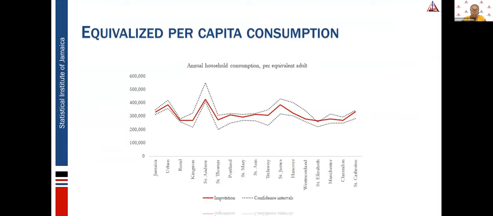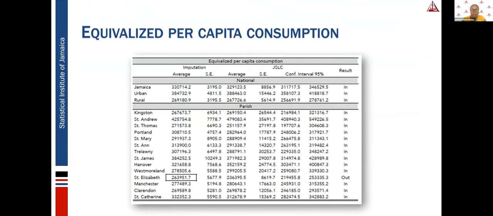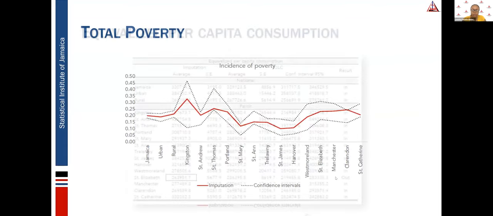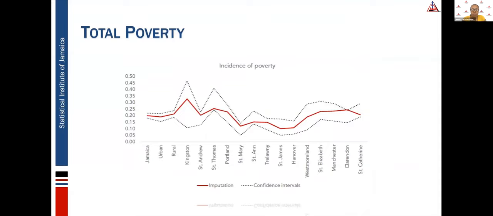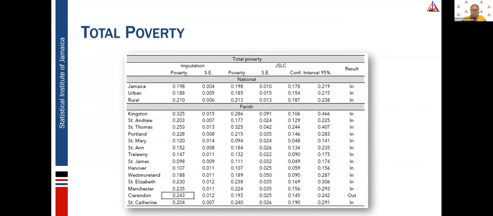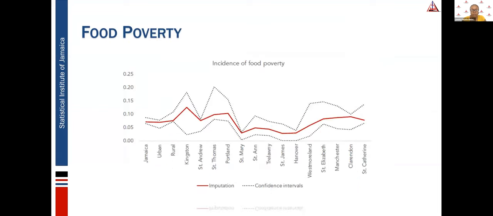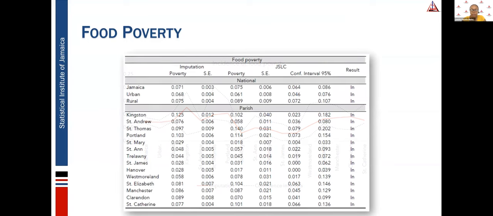So this is a graphical representation of the imputed values in the solid red line, and the dotted line represents the confidence intervals based on the survey estimates. Again, as a tabular presentation of the estimated values, you can see here, for example, we have one parish, St. Elizabeth, that had estimates that were outside of the acceptable levels. In terms of total poverty, again, the mapping of the imputed values and the confidence intervals, and we are showing which parishes were in versus out. For the food poverty, again, the imputed values vis-a-vis the confidence intervals and the tabular representation, all were within acceptable levels.